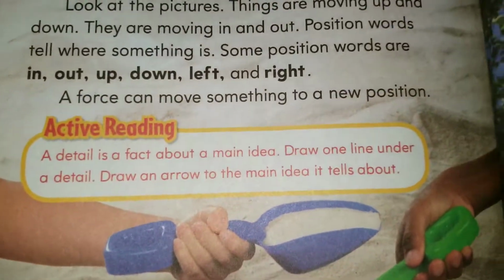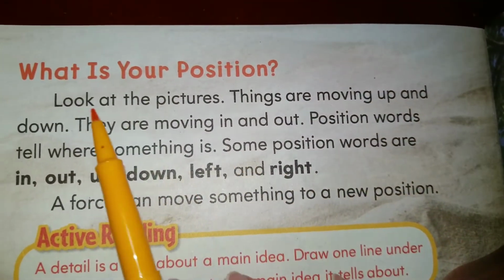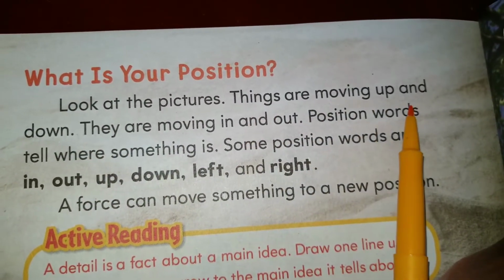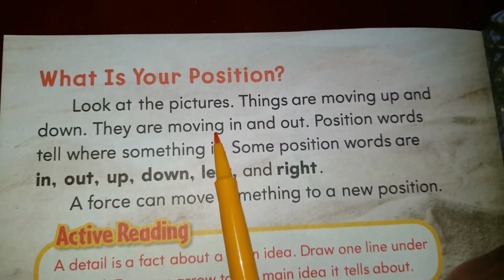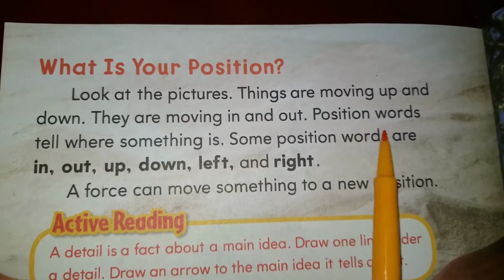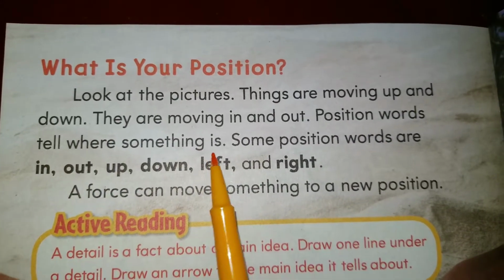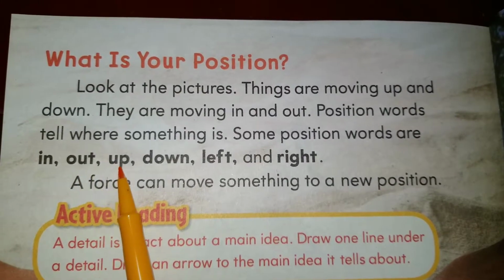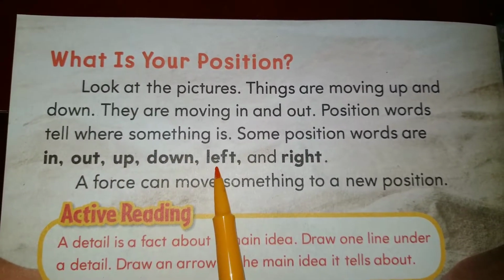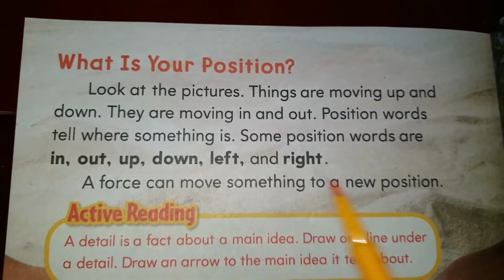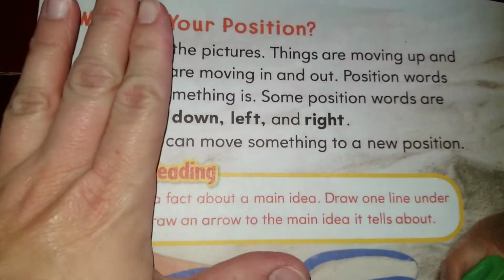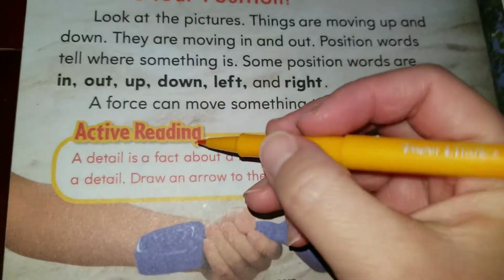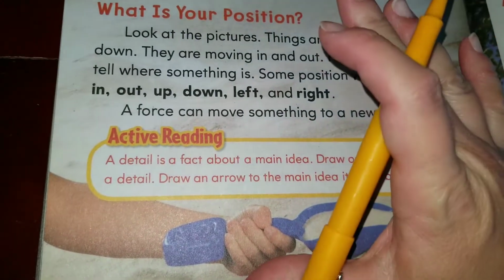So let's continue reading about what else can force do. It says, what is your position? Look at the pictures. Things are moving up and down. They are moving in and out. Position words tell where something is. Some position words are in, out, up, down, left, and right. So this is your left hand, just so you know. Your left hand is the one that forms a letter L, and then the right hand is the other one, the one that doesn't make a letter L.